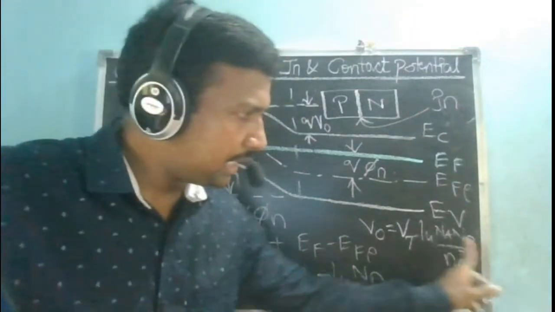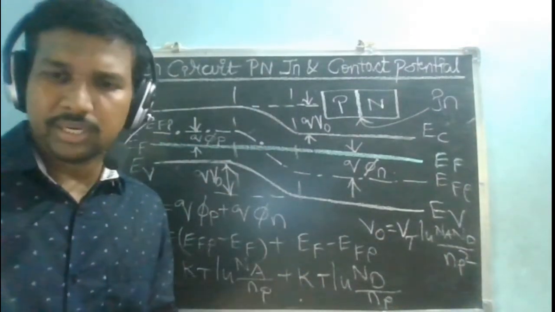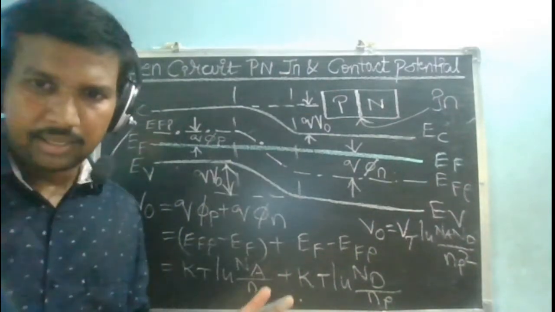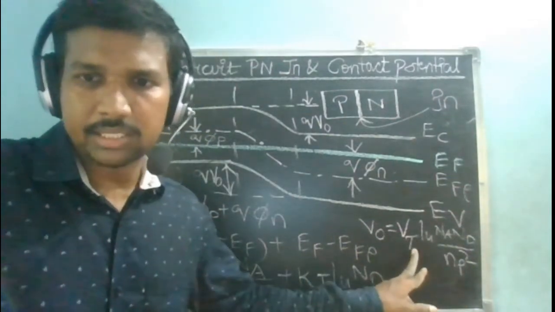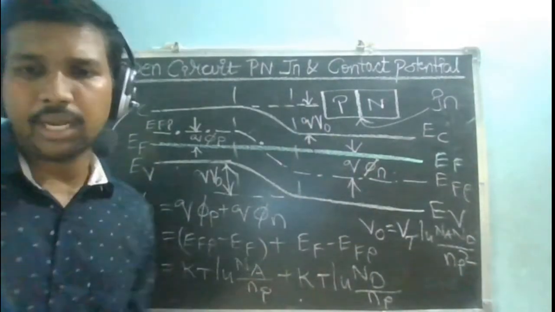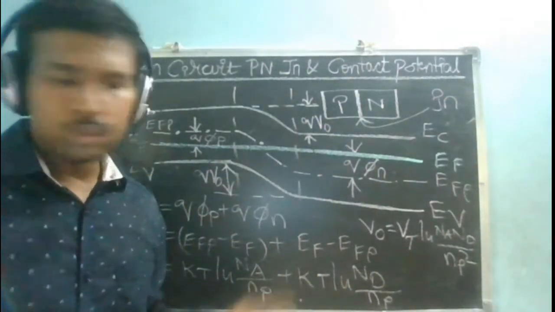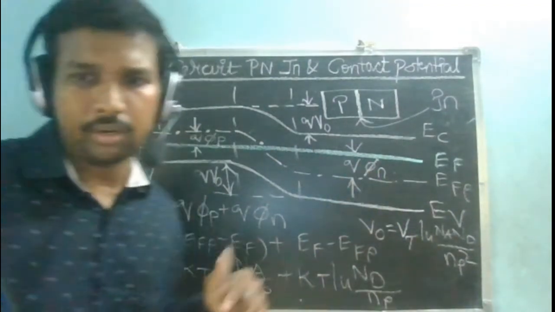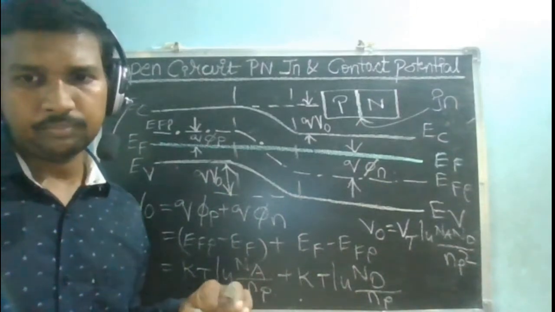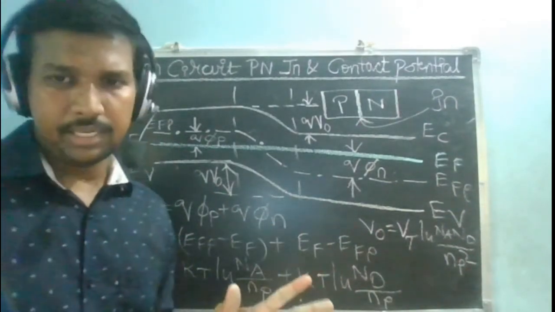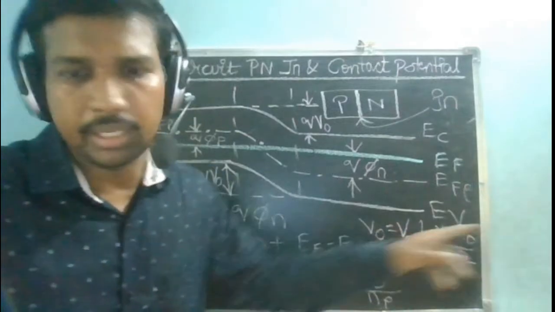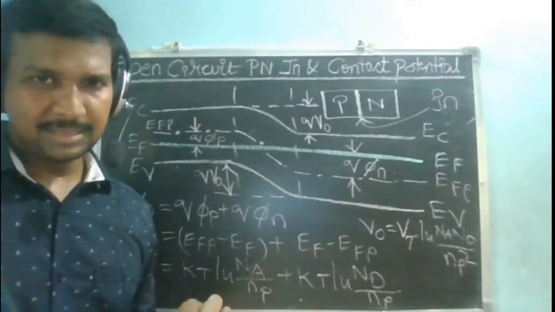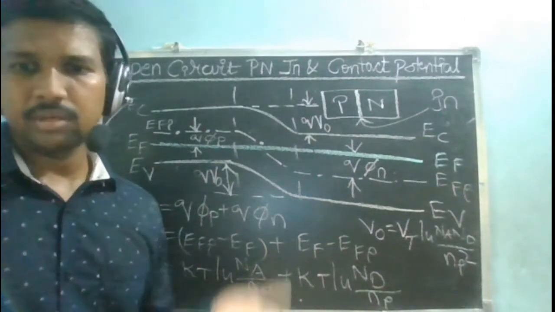But suppose Na and Nd are variables. You can increase your Na, you can decrease your Na. It is up to you how much Nd or Na you need to add. Though Ni and Vt are constants, Na and Nd are in your hands. So the built-in potential in a given PN junction depends on Na and Nd. If I increase the doping, is my built-in potential going to increase? Yes, sir, it is going to increase.